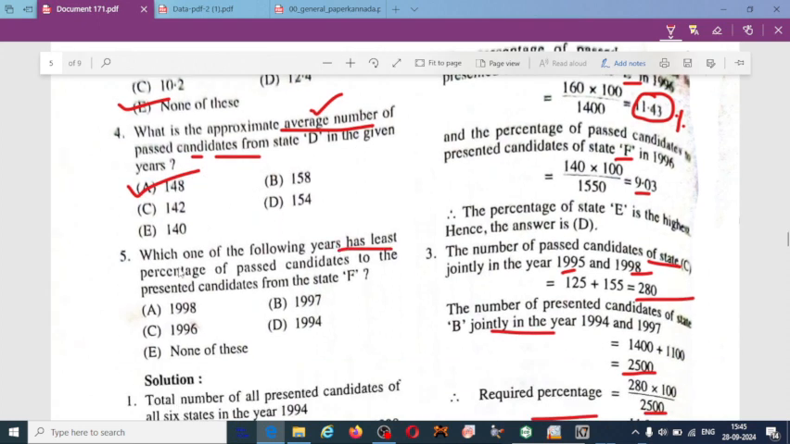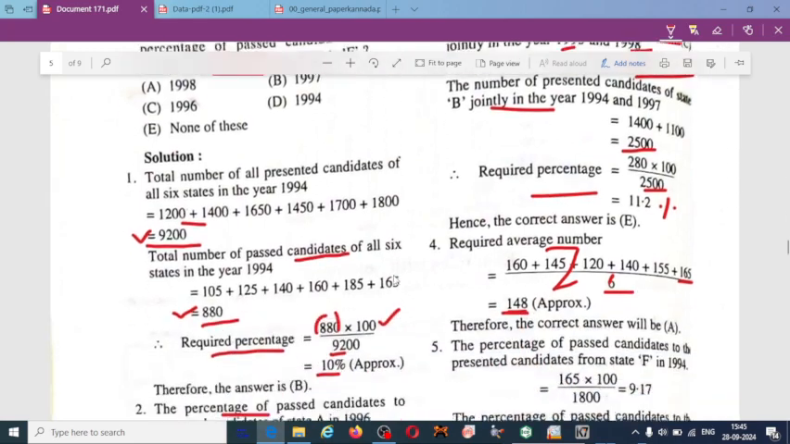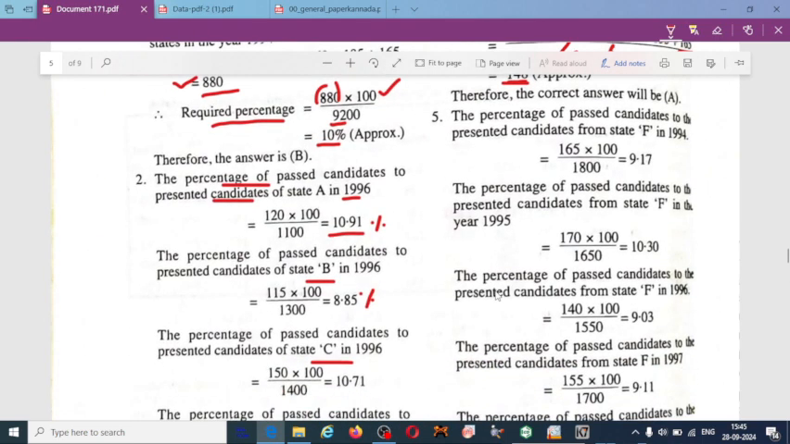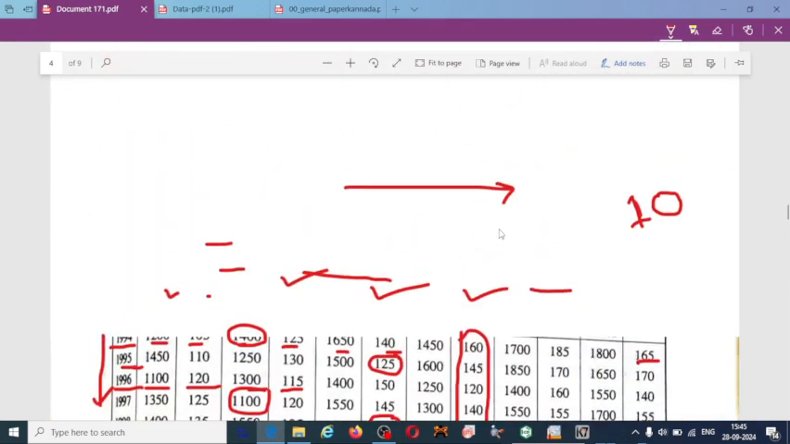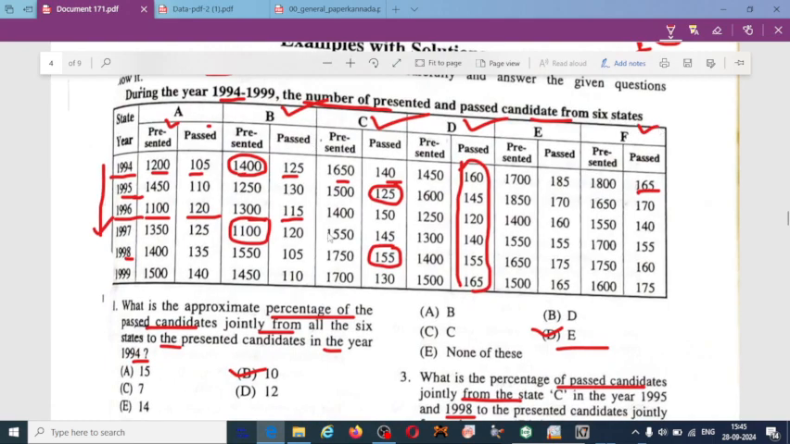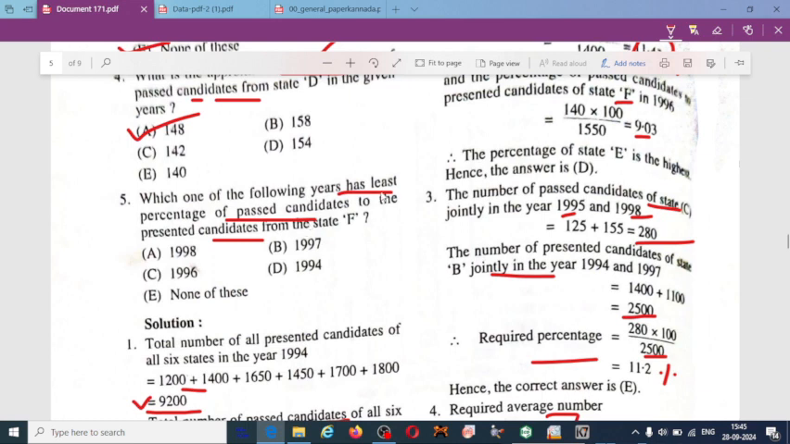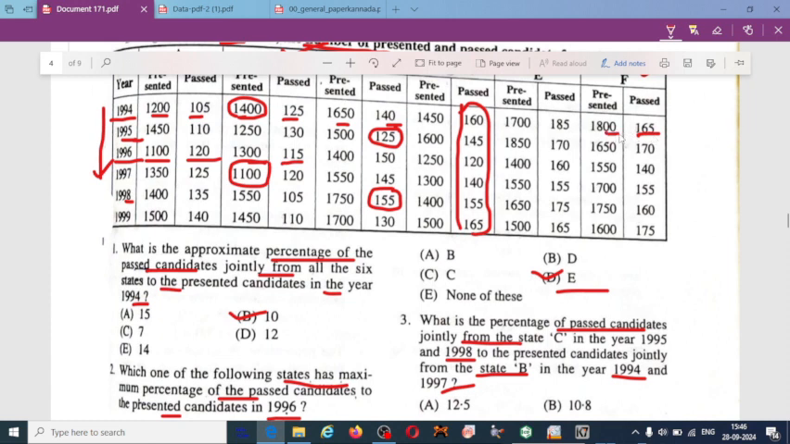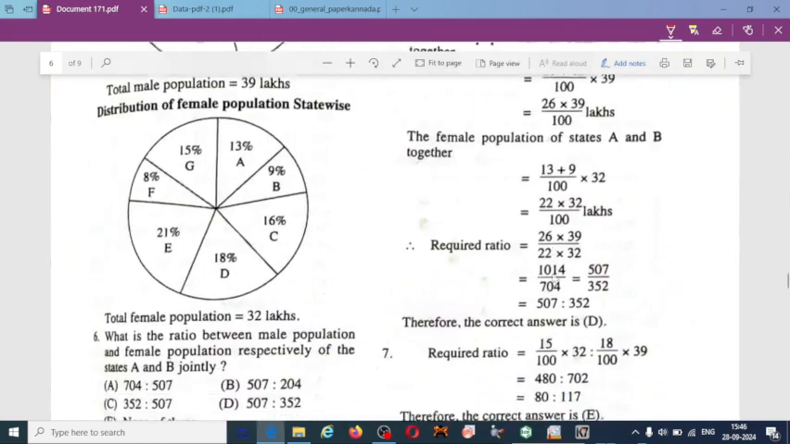Which of the following years has the least percentage of passed candidates to the presented candidates from state F? Let us take the percentage of passed candidates to the presented candidates from state F in 1994. How much is it from the table for state F? In the question they have asked for the least percentage of passed candidates to the presented candidates from state F. So from state F we need to calculate: presented 180, passed 165 in the year 94.